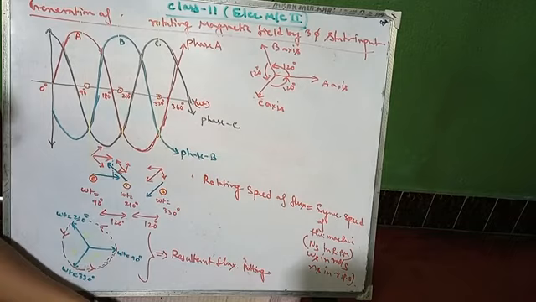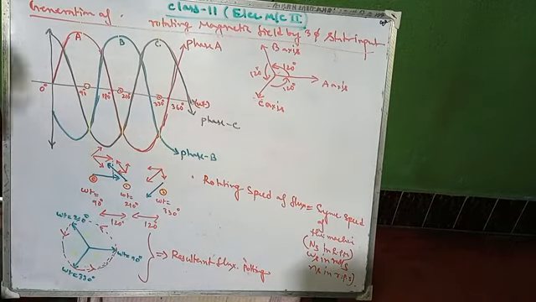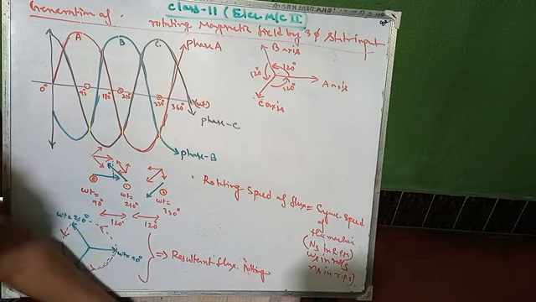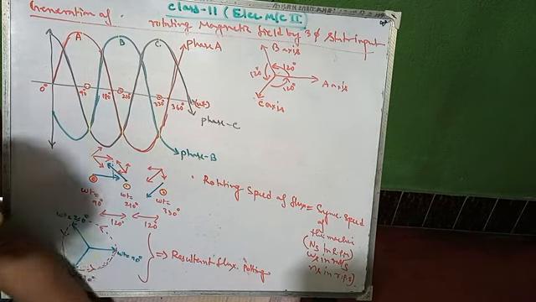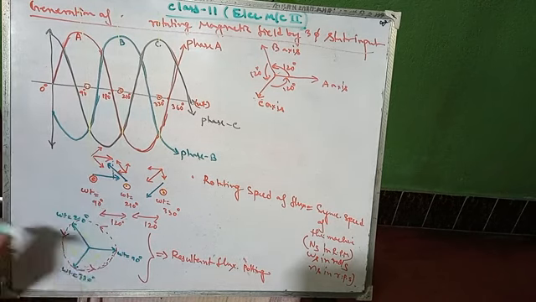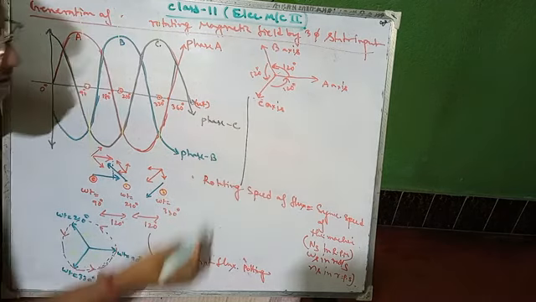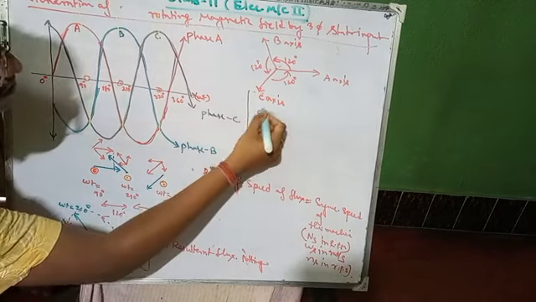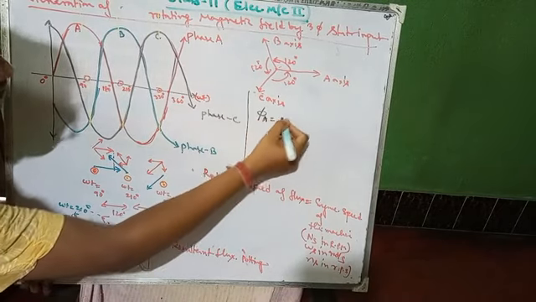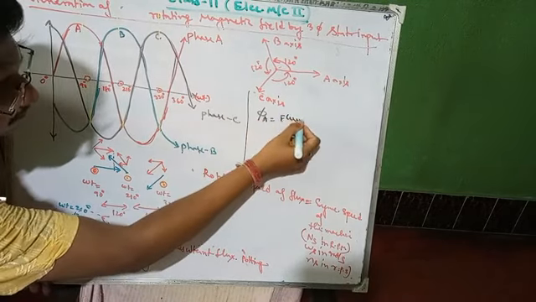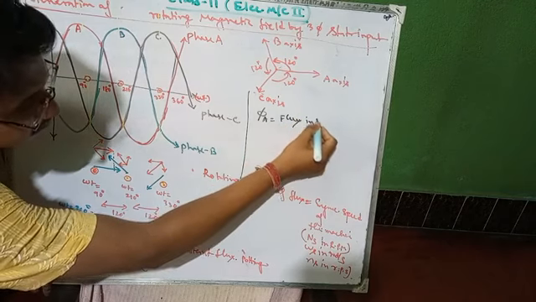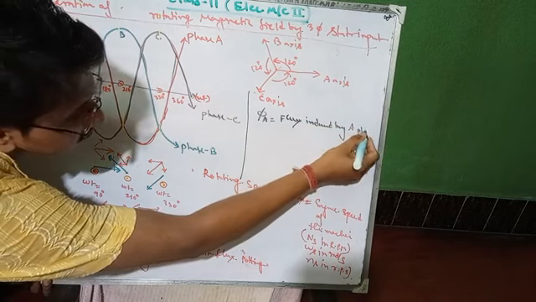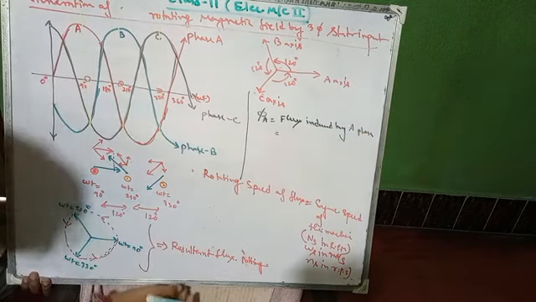So this is for the geometrical interpretation. Now I will move into the mathematical interpretation. So what will be the mathematical interpretation of it? So, mathematical proof. So phi 1, or phi of A, the flux induced by A phase, equals to what will be the flux?